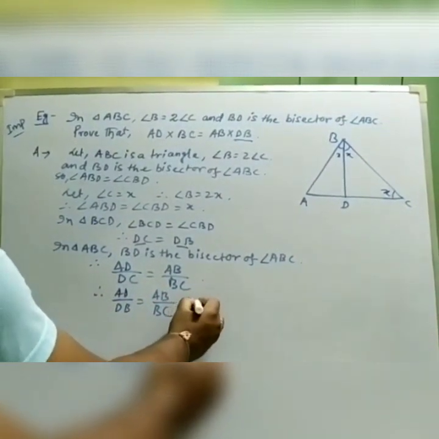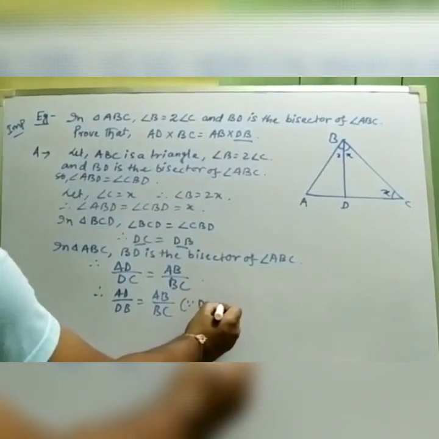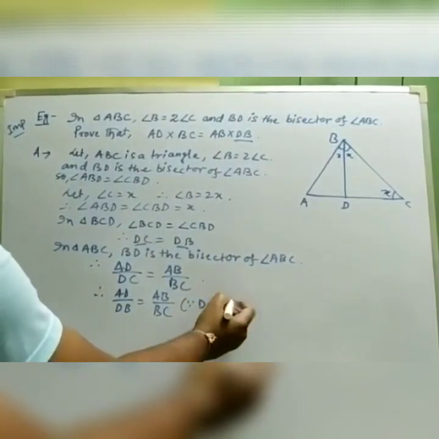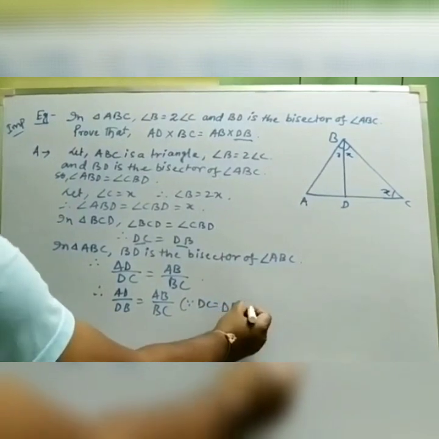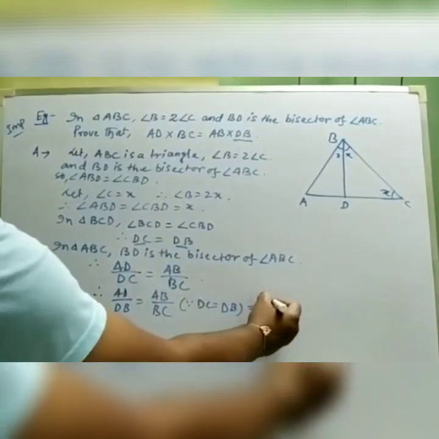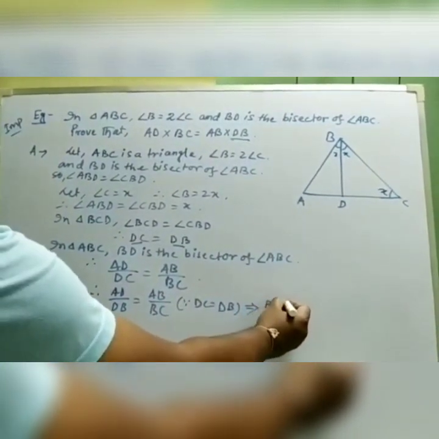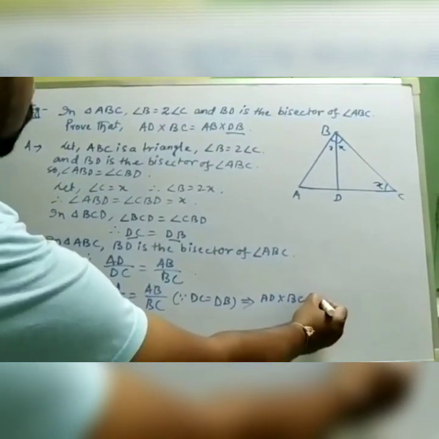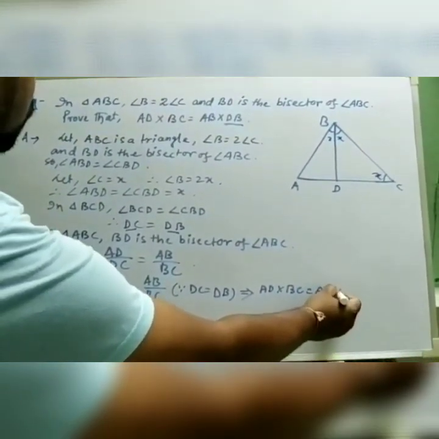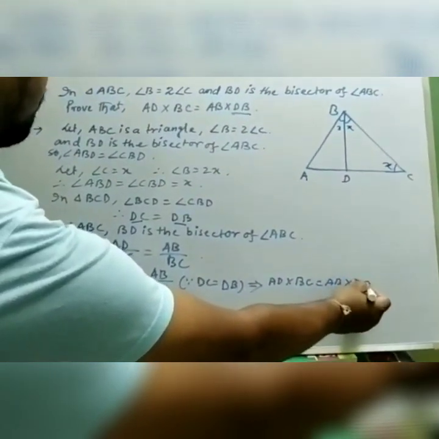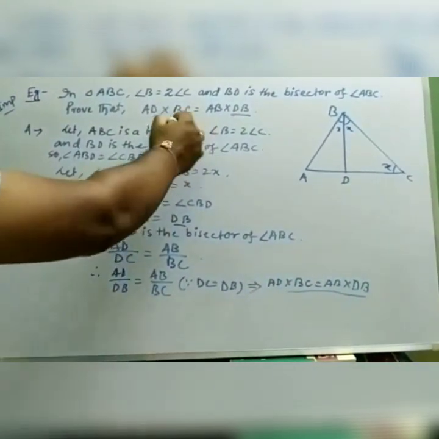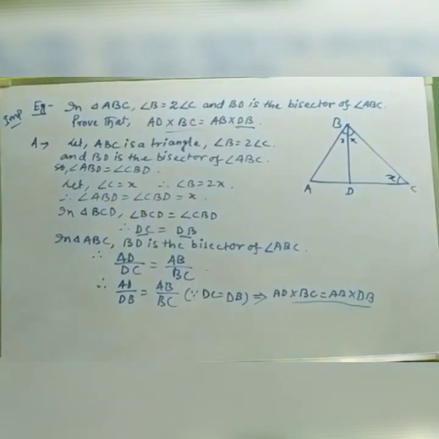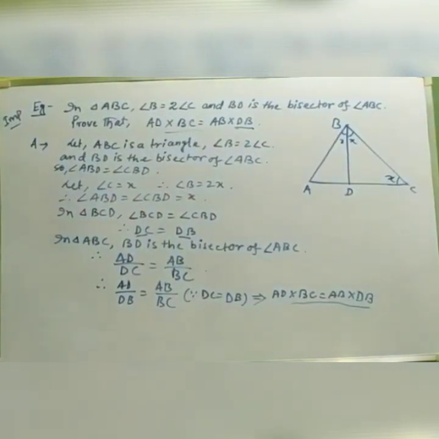Since the condition, you need to write that DC equals DB, and from here do the cross multiplication, and that cross multiplication gives your proof, that is AD into BC equals AB into DB, and that is what you needed to prove. So this is the proof of this important sum.